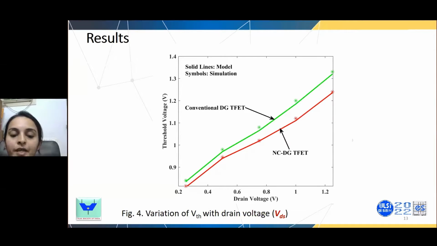And now the variation of threshold voltage with drain voltage for epsilon equal to 22 for a high K material, for a conventional and the proposed TFET. You can see as the drain voltage increases, the threshold voltage will be more for a conventional double gate TFET, because in an NC TFET, due to voltage amplification, the threshold voltage will be low. As the drain voltage increases, the threshold voltage also increases. You can see the model and the simulation results are exactly matching. A very slight deviation is there, or it is almost matching.